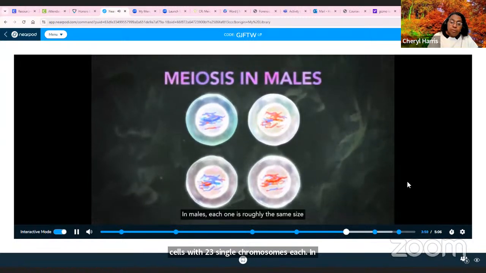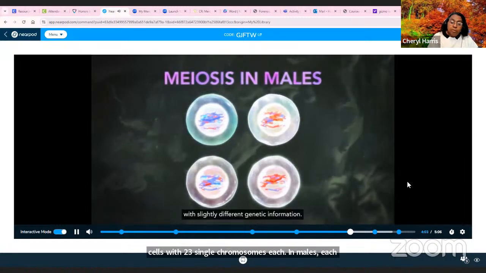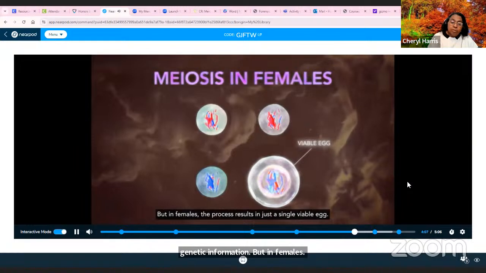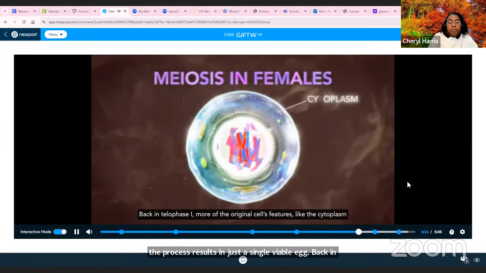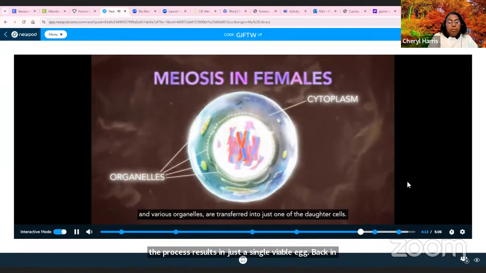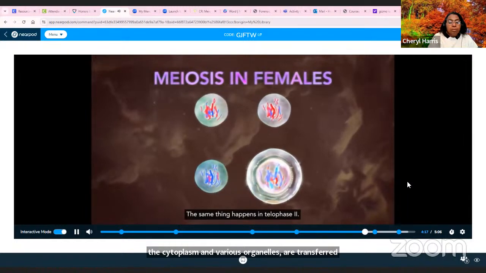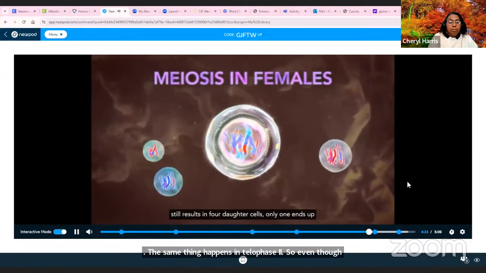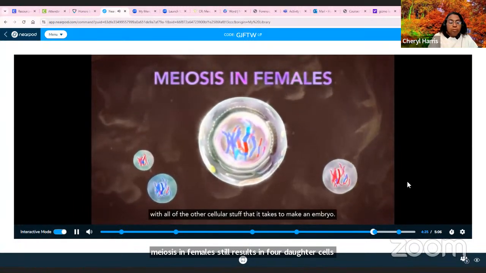In males, each one is roughly the same size, with slightly different genetic information. But in females, the process results in just a single viable egg. Back in telophase 1, more of the original cell's features, like the cytoplasm and various organelles, are transferred into just one of the daughter cells. The same thing happens in telophase 2. So even though meiosis in females still results in 4 daughter cells, only one ends up with all of the other cellular stuff that it takes to make an embryo.